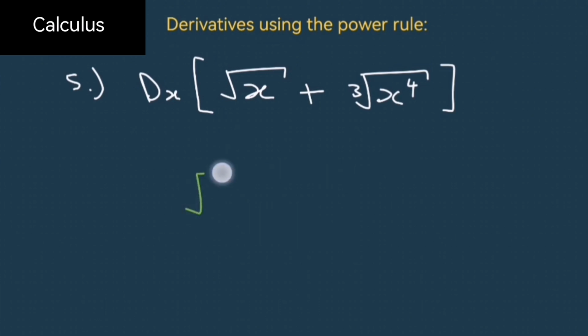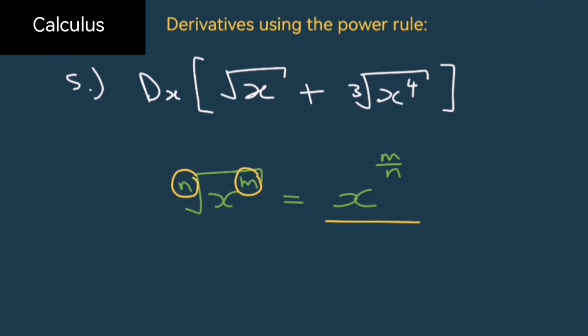So again, to refer back to one of our exponent laws, we know that the nth root of x to the power of m can also be expressed as x to the power of m over n, the inside exponent divided by the outside exponent. And that's how we write it.